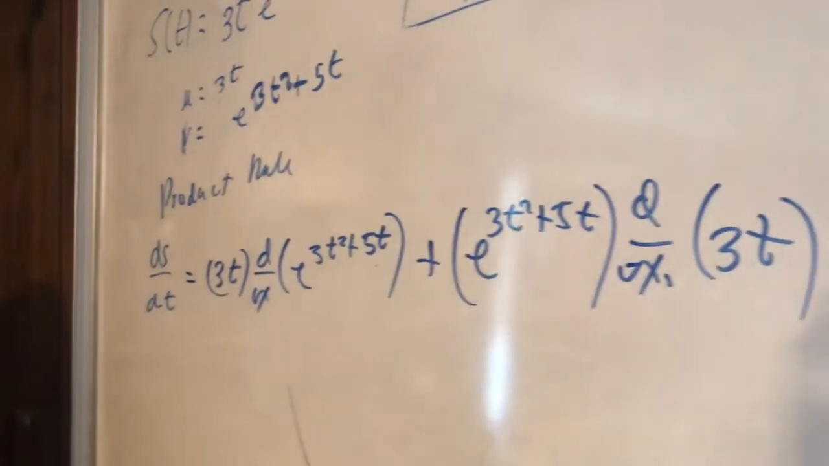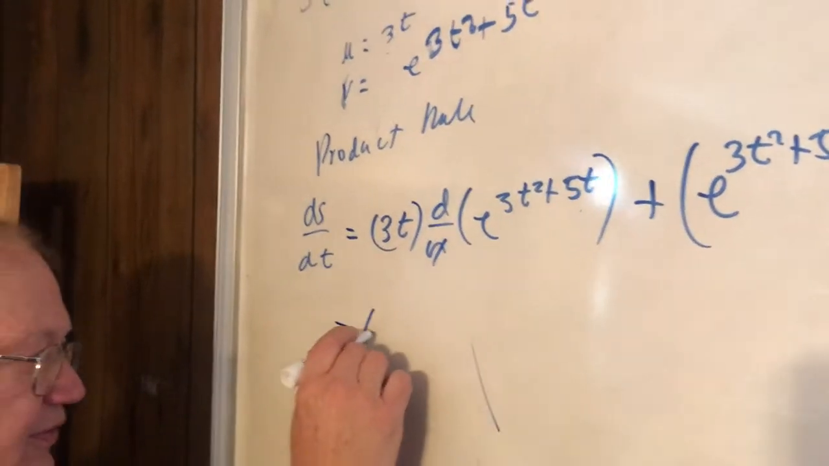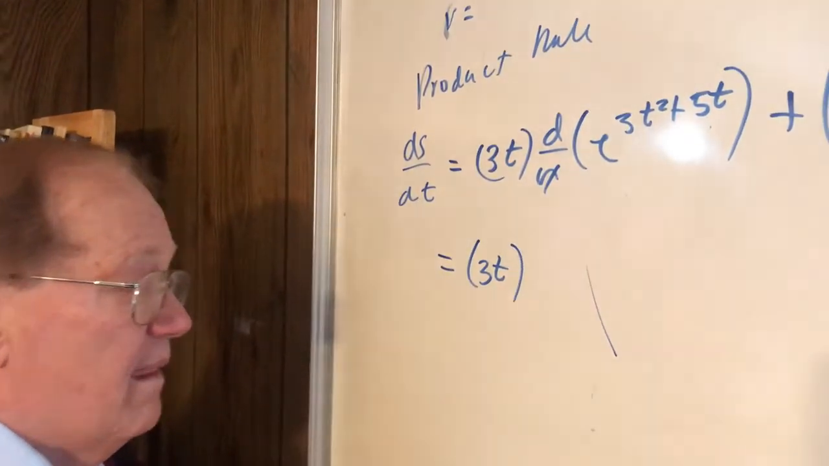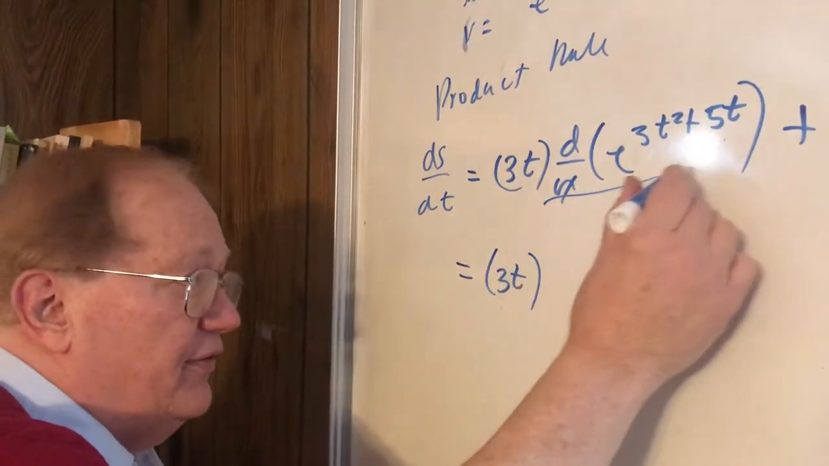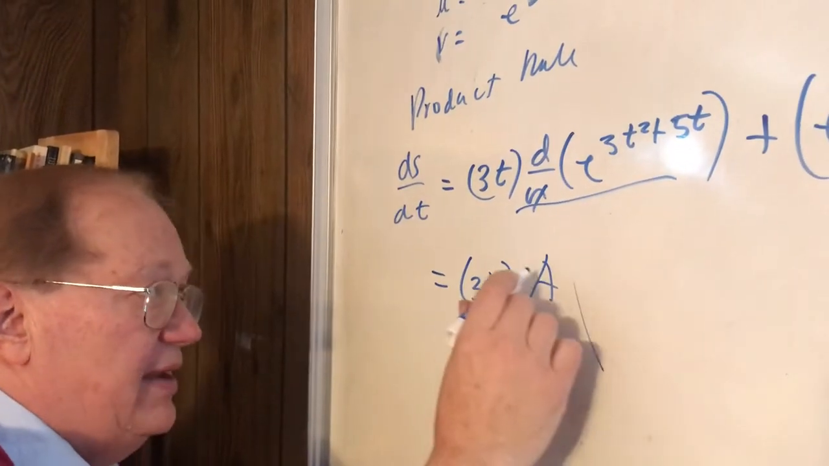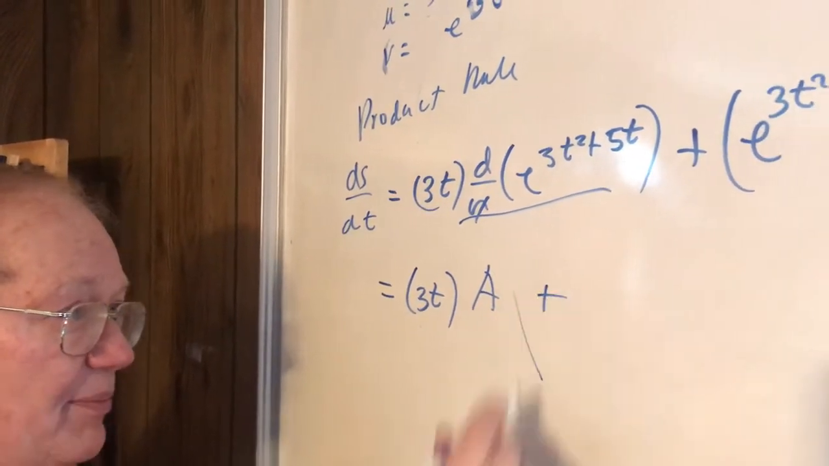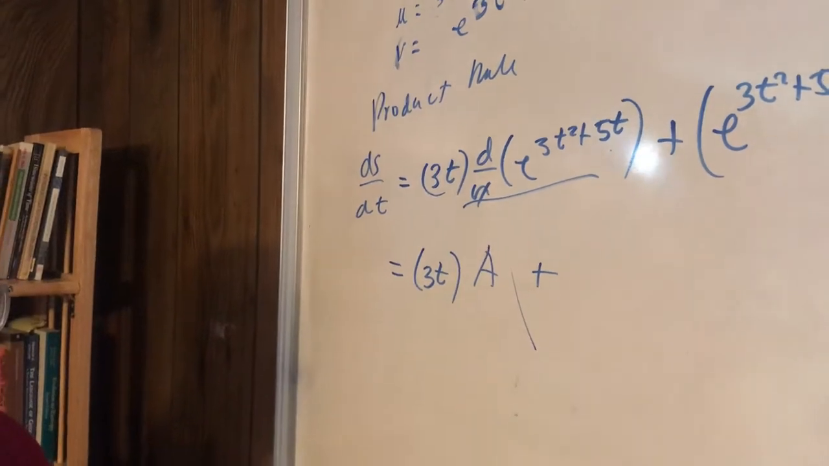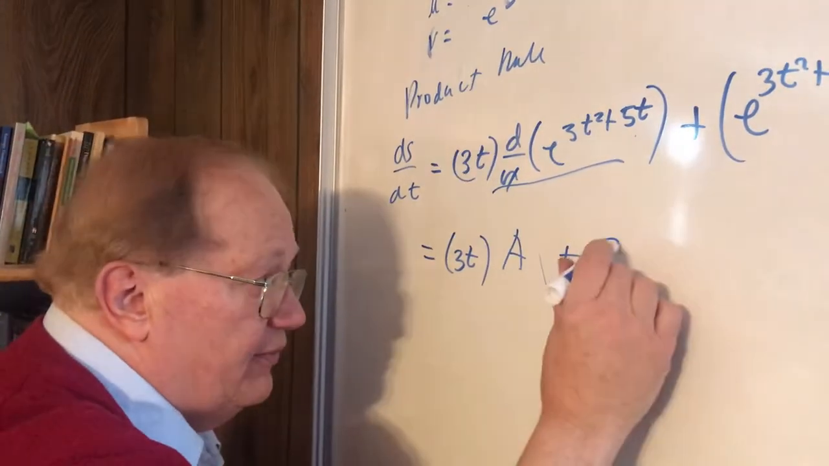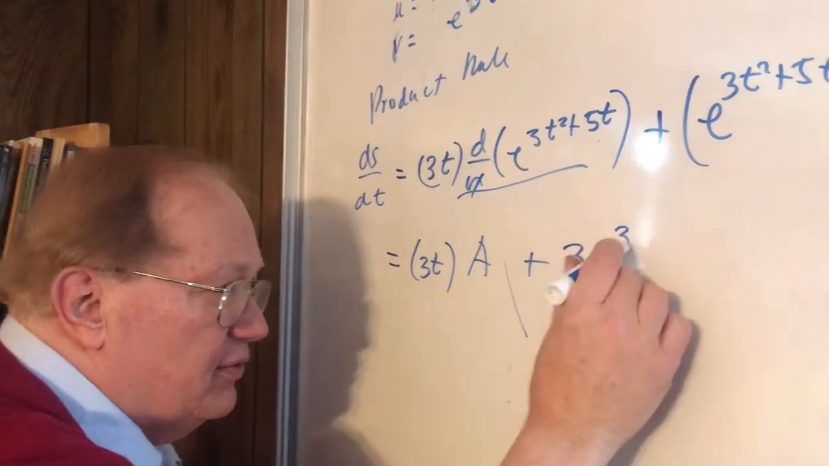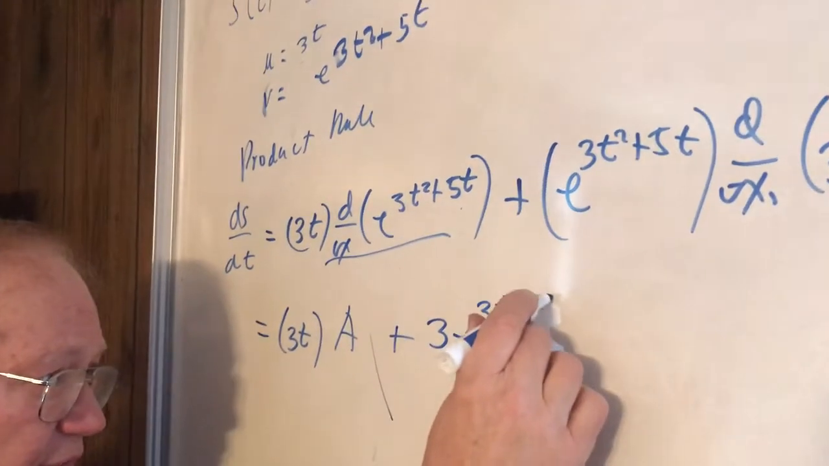All right, now let's see this. 3t stays the same. I want to take the derivative of this. I can call that a. What's going to happen here? The derivative of 3t is 3. It's going to be plus 3 e to the 3t squared plus 5t.